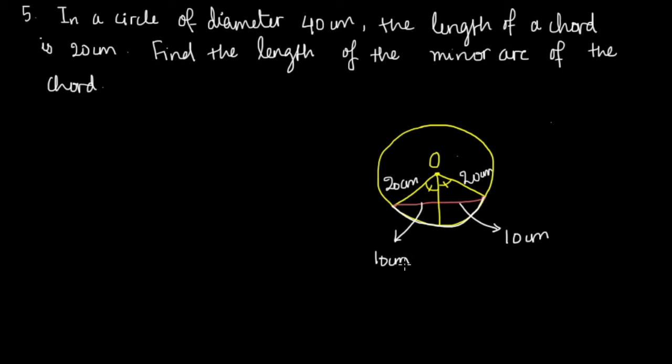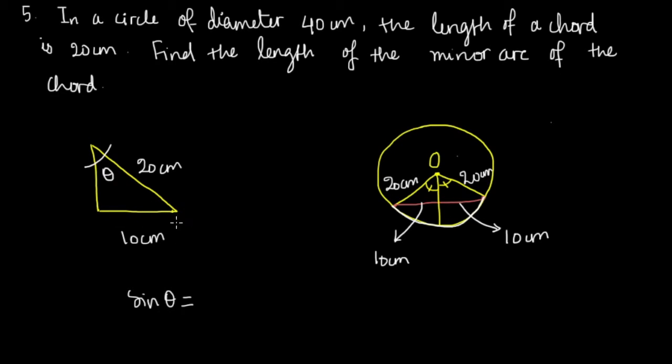Okay, so let's solve. First let's draw this triangle. So that is centered at O. This is the half chord, and then this is that radius, which is 20 centimeters. So this is 20 centimeters and this is 10 centimeters, and we can find this angle out, right? So what is this? This is sine theta. So if this angle is theta, then sine theta is equal to what?